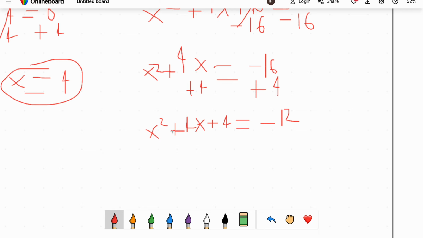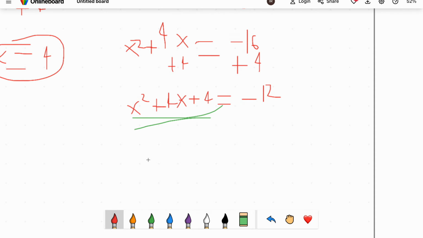And then we can factor this out, right? If you know this factoring strategy, you'll know better. What's behind this would be (x + 2)² is equal to minus 12. We now have that here.